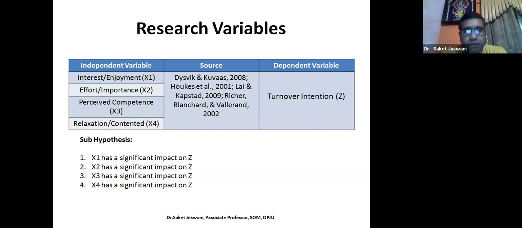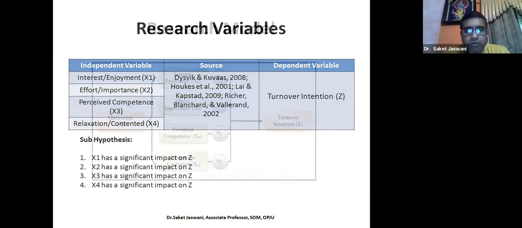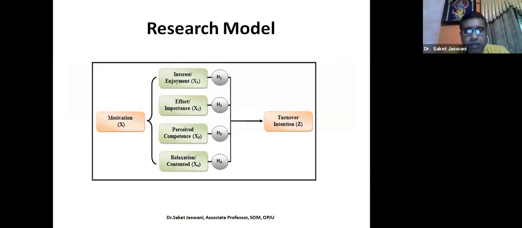X1 has significant impact on Z, and so on: X1, X2, X3, and X4. So we can prove all 4 sub-hypotheses, and one main hypothesis also. This is the research model that has been created: interest, effort, perceived competence, and relaxation, with 4 sub-hypotheses, to turnover intention. This is how a research model is created.